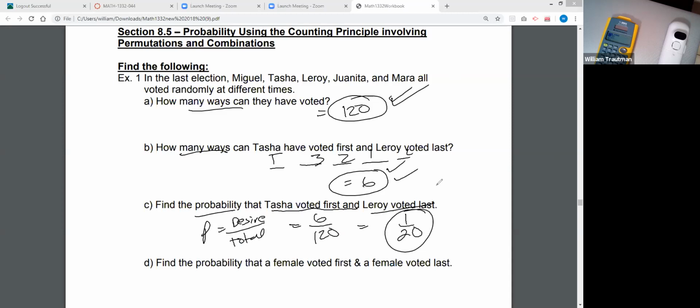See, that's the decimal equivalent of 0.05. Probability has a fraction or a decimal equivalent. The number of ways are always a whole number, right? This is probability. This is the whole numbers. So for probability, it's always desired divided by the total. There are a total of 120 ways. There's only 6 ways of doing that. So 6 out of 120, which reduces to 1 out of 20.